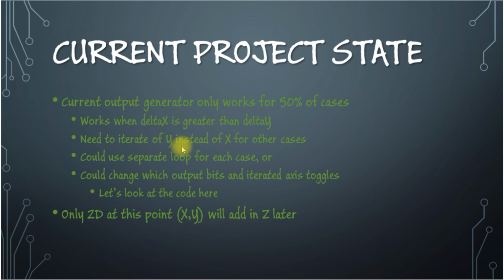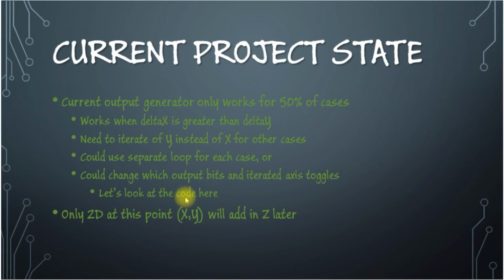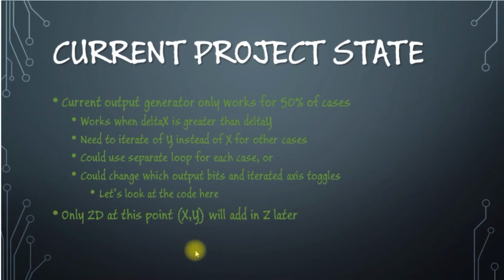Now we could take care of that by having a separate loop in there for those cases. What I think might work better and be simpler and take up less code space is to just change the definition of which pins are toggled for the major axis and the following axis. It's also only 2D at this point, although we can add in the Z later.